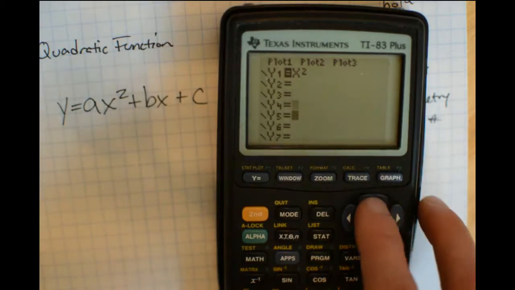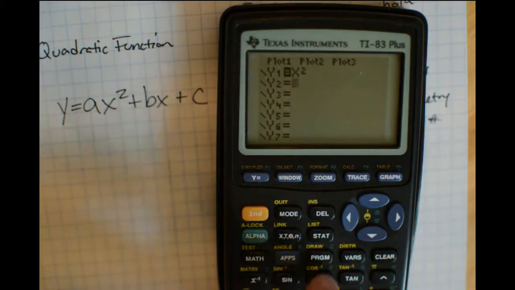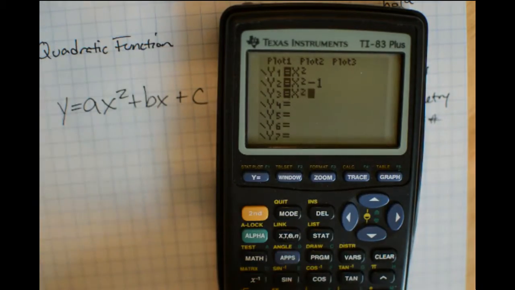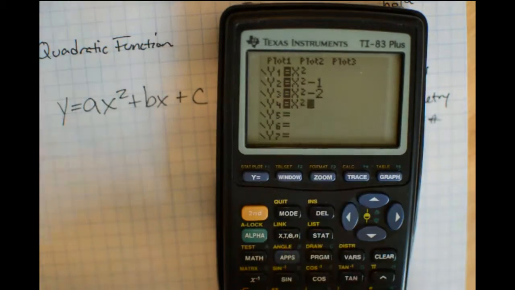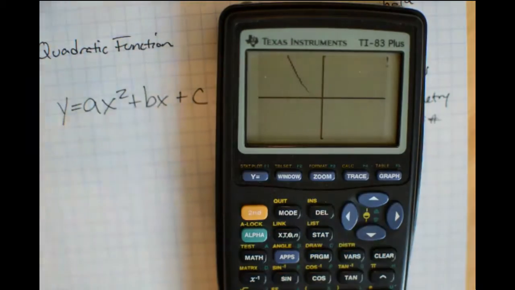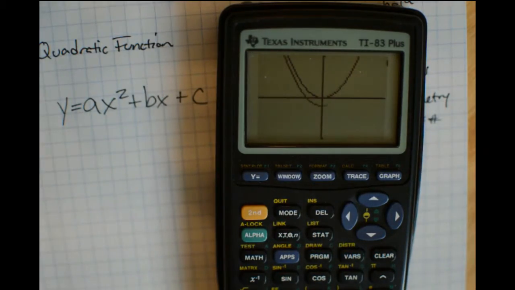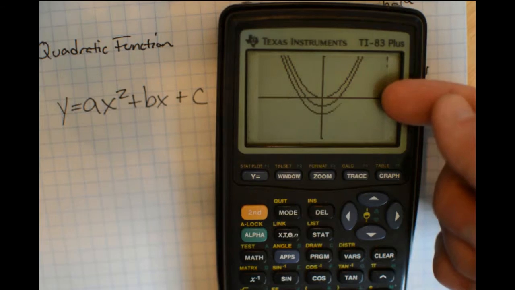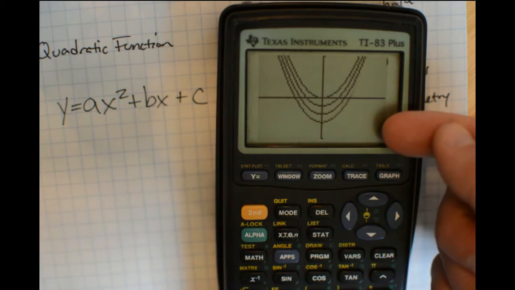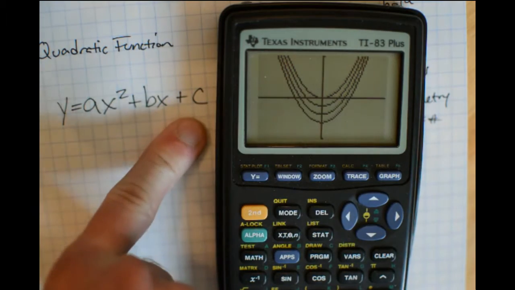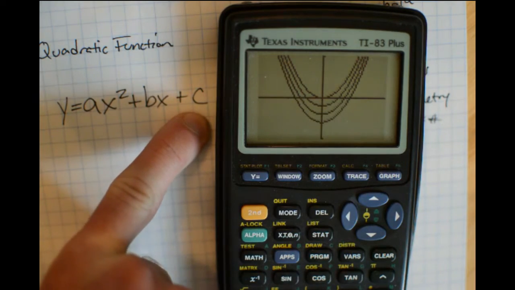Let's see what happens when we do some subtraction. So let's say x squared minus 1, and x squared minus 2, and x squared minus 3. So there's the parent function, y equals x squared. Here's minus 1, shifted down. X squared minus 2, shifted down. X squared minus 3, shifted down. So anytime you're decreasing that value of c, you're shifting the graph down.